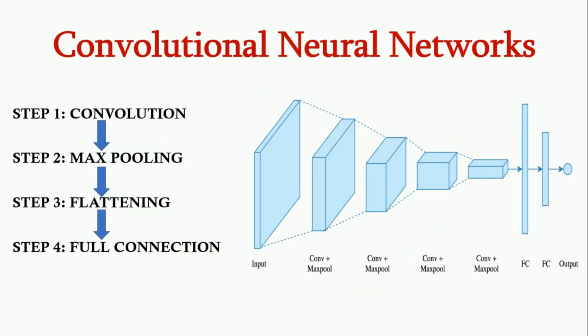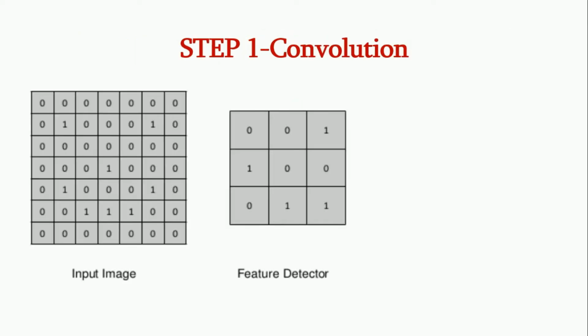The steps that go into this process are broken down as follows. Step 1, convolution. Step 2, max pooling. Step 3, flattening. Step 4, full connection. Here are the three elements that enter into the convolution operation: input image, feature detector, and the feature map.